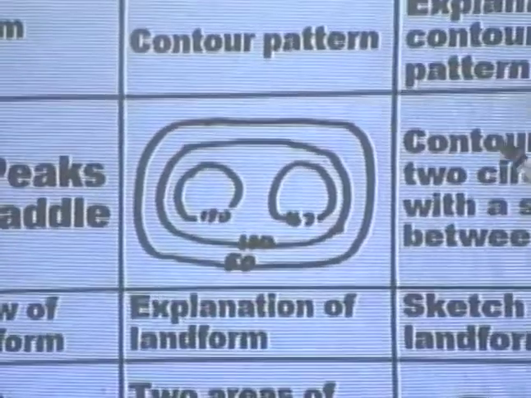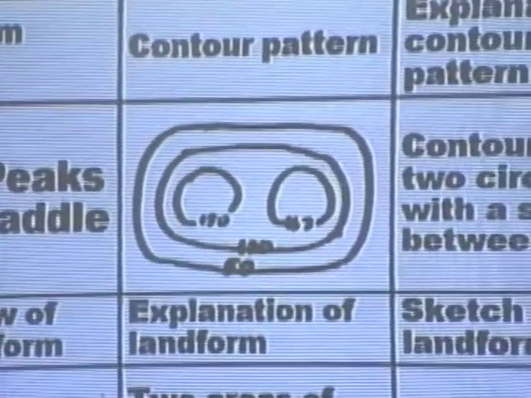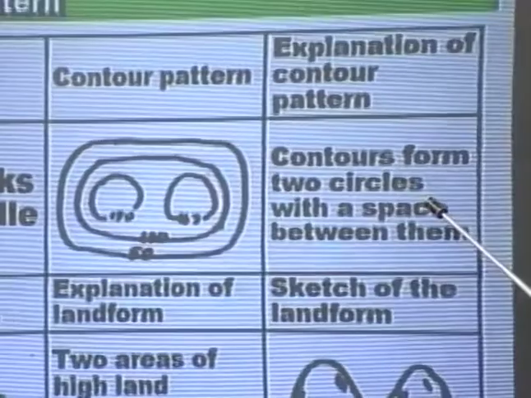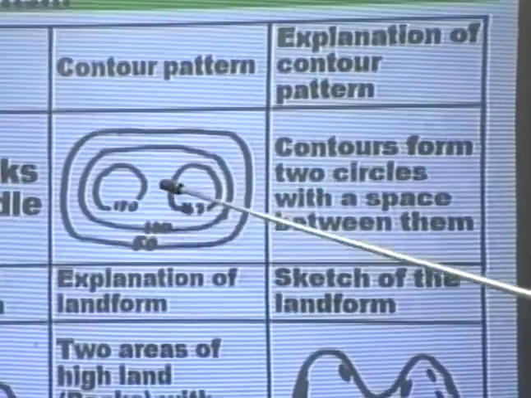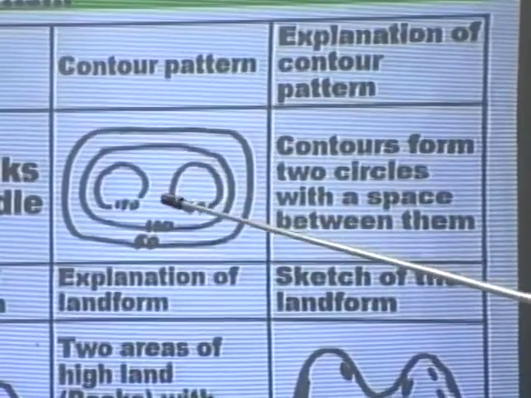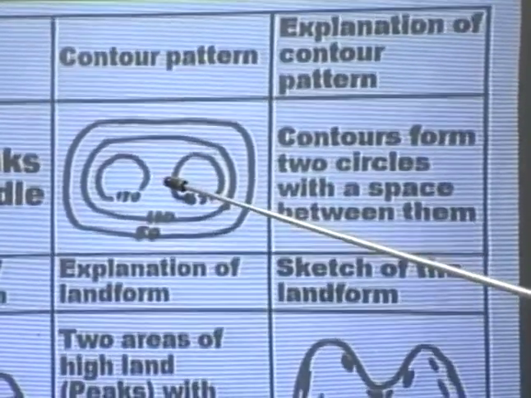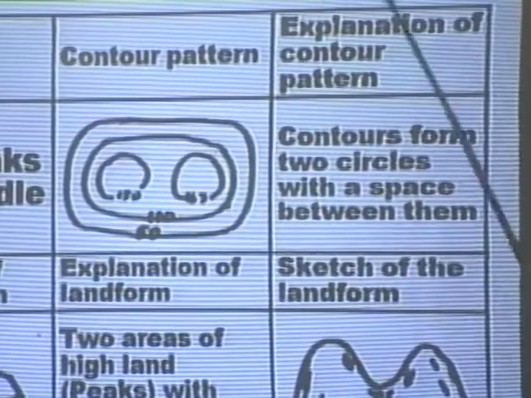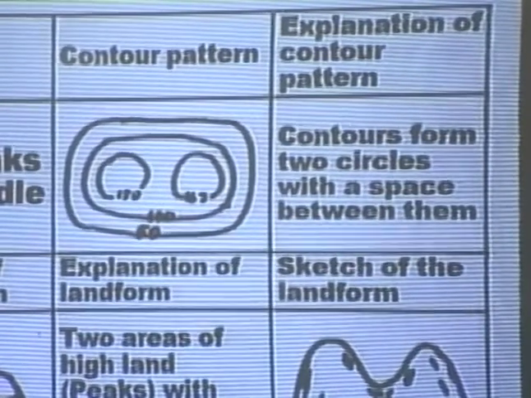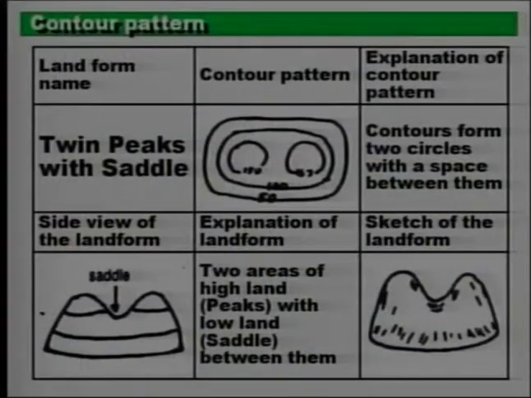For the explanation of the twin peaks with saddle, contours form two circles with a space in between them, this space here in between. This space is what is called a saddle. The peaks are shown with those two contours, and in between those two peaks is a saddle.